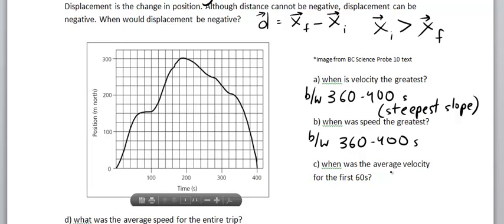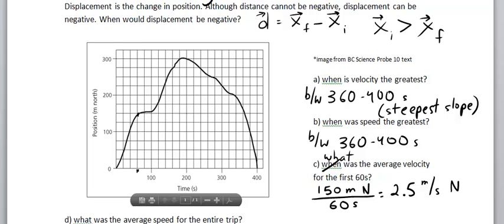Okay, the next question is, what was the average velocity for the first 60 seconds? Okay, so 60 seconds would be right there. So the average velocity for that point, well, the rise is 150 meters north, and the run is 60 seconds. So 150 meters north. Remember, we have to put direction because this is position and it's a vector. And I think we get 2.5 meters per second north. And make sure you try this on your calculator as well. It's possible for me to make a mistake.